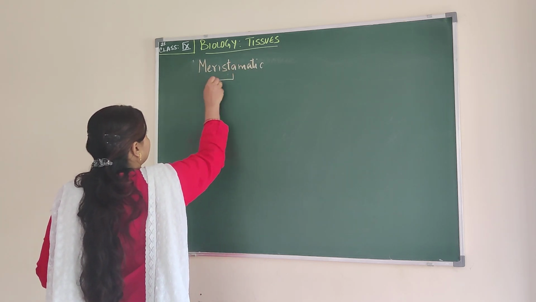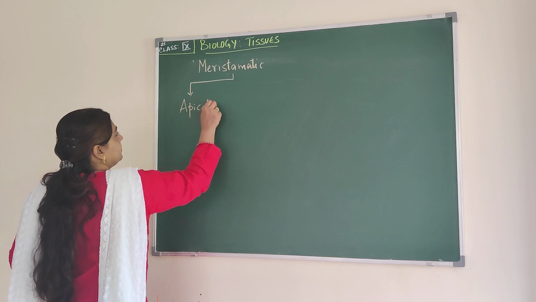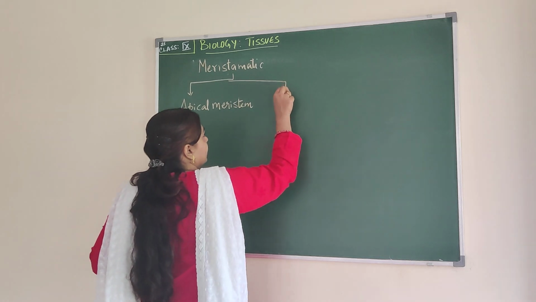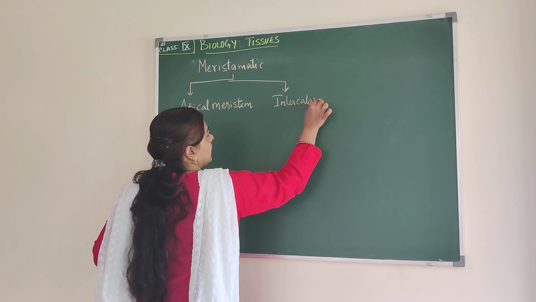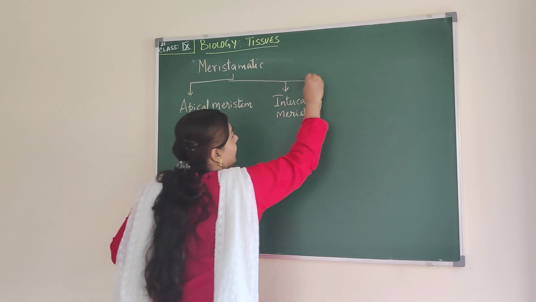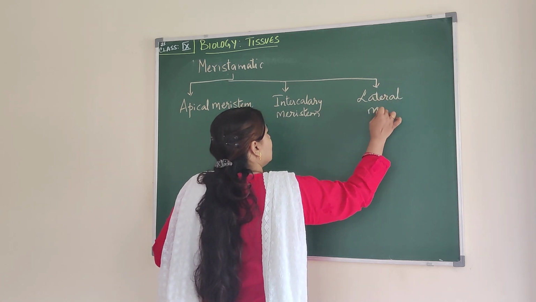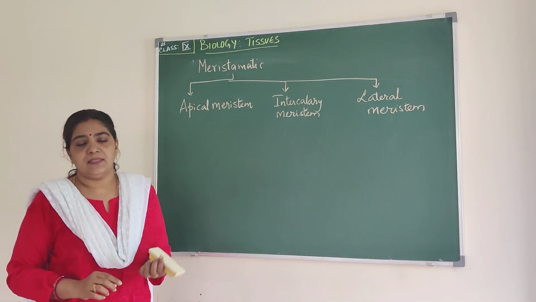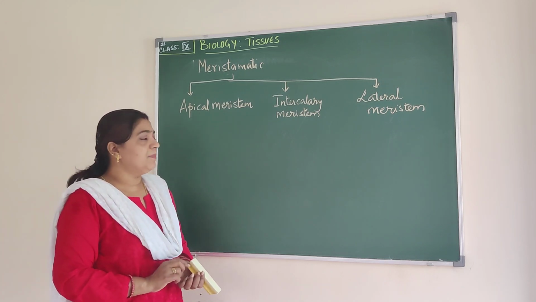Meristematic tissue are apical meristem, intercalary meristem and lateral meristem. So we have three different types of meristematic tissue. That means the plant has three different types of meristematic tissue: one is apical meristem, intercalary meristem and lateral meristem.